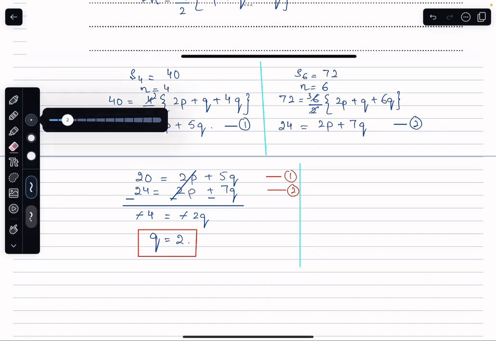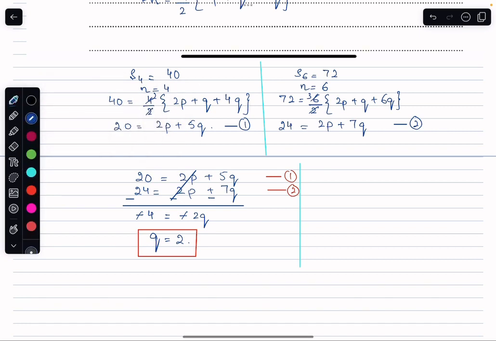I can say that if I just go for equation 1, then 20 is equal to 2p plus 5q, or 20 is equal to 2p plus 5 times 2, or it's going to be 20 minus 5 times 2, which is 10, which is equal to 2p. Solving it further, I can say that the p value shall be equal to 5.